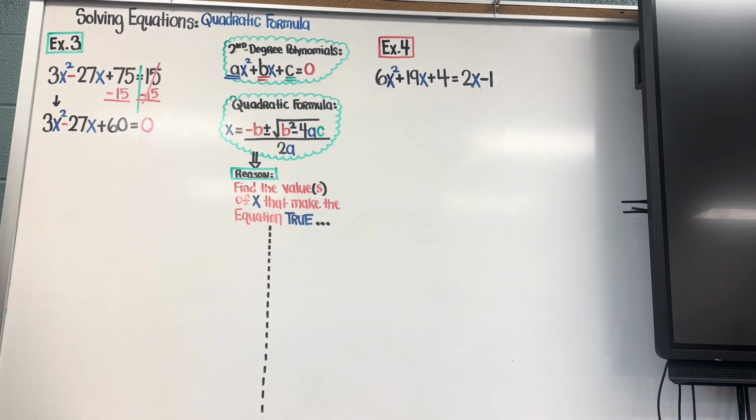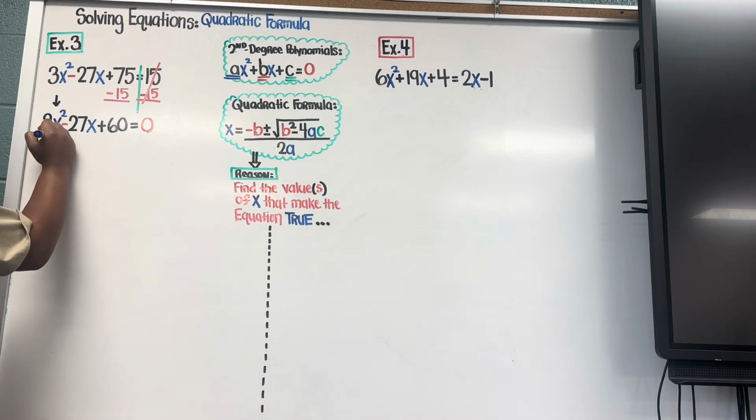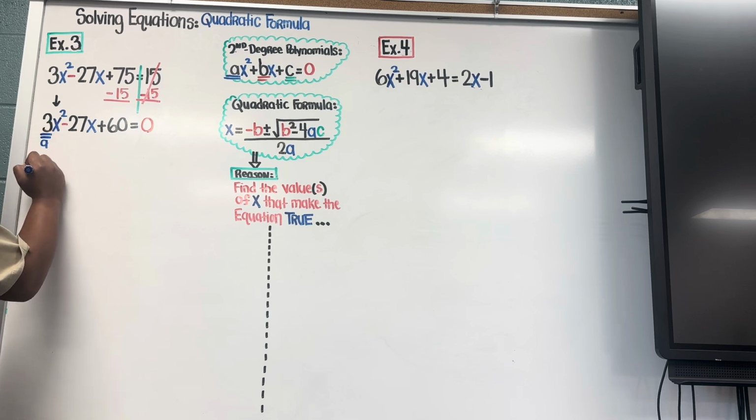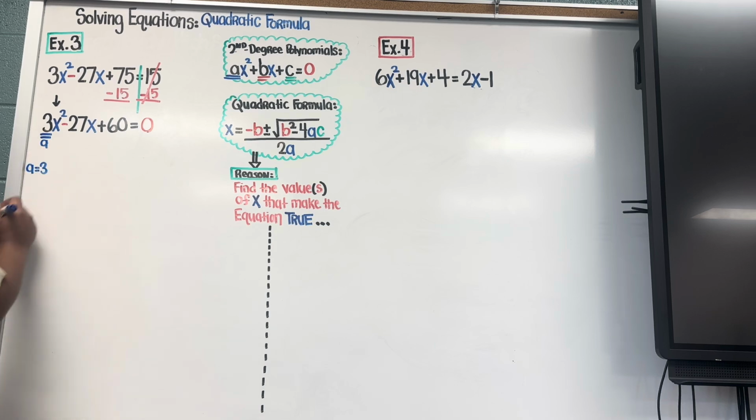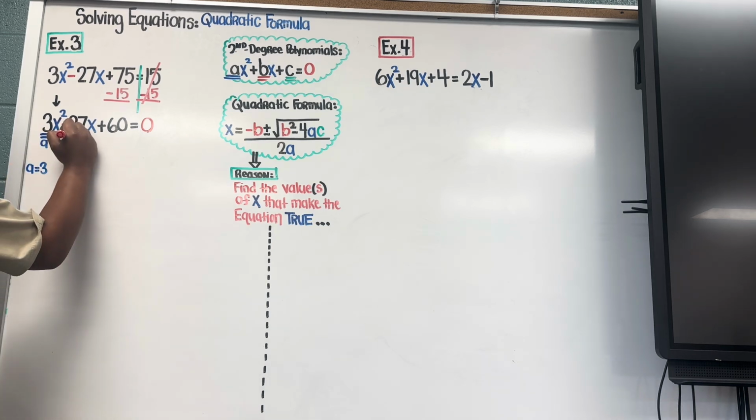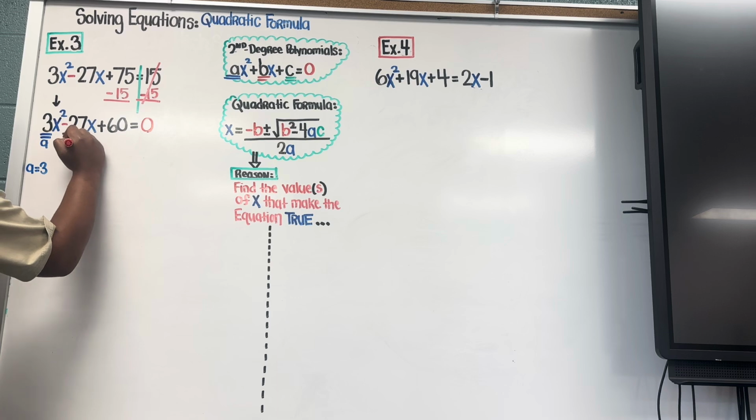Now we have everything set up in that format, and now we can easily see what is the value of a, what is the value of the b coefficient, and what is the value of the c, which is the constant, right? So in this particular case, guys, let's go ahead and do that and make our little key. a is going to be 3. So 3 is a. Okay? b is negative 27.